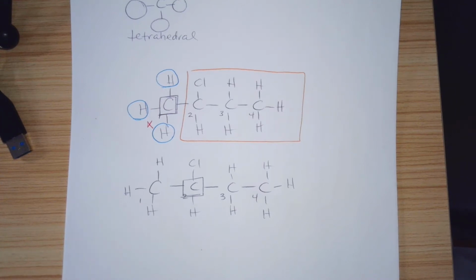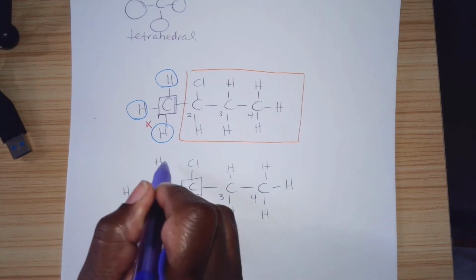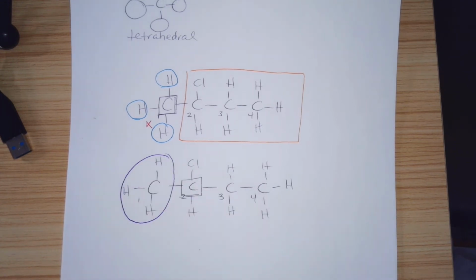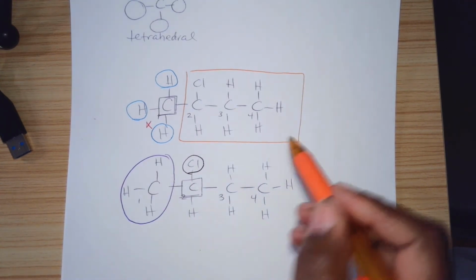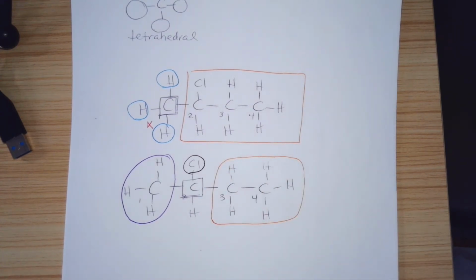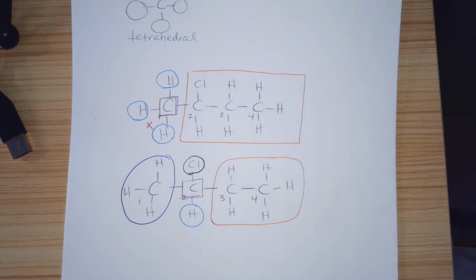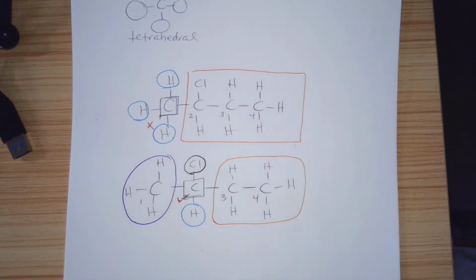Now if I look at that one, I have my group to the left, which in this case is all of this. So all of that is one group. I have my group above, which is just a chlorine. I have my group to the right, which is this CH2, CH3 group. And then I have my group down below, which is simply a hydrogen. So all 4 of these groups are different. Because all 4 of these groups are different, carbon 2 would be a chiral center.